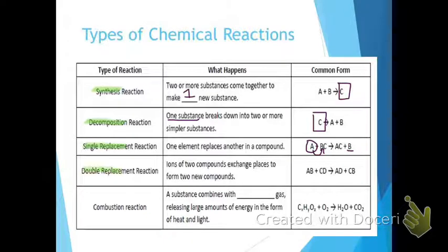In a double replacement reaction, we have two ionic compounds that are switching places to form two more. So our cation and our anions are going to split up. Cation goes with new anion, cation with new anion. Cation is always written first in that chemical formula.